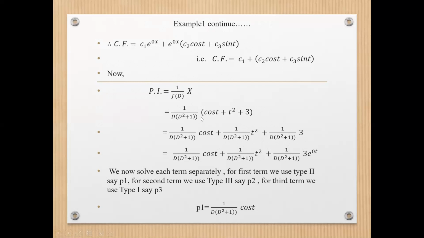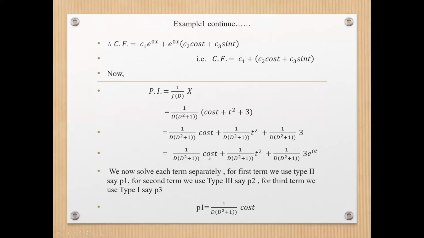We will give a separate denominator to each term. We get 1 upon D(D^2 + 1) cos t plus 1 upon D(D^2 + 1) t^2 plus 1 upon D(D^2 + 1), and the third term is 3. Now we have to solve each term separately. Here 3 can be written as 3 into e^(0t).